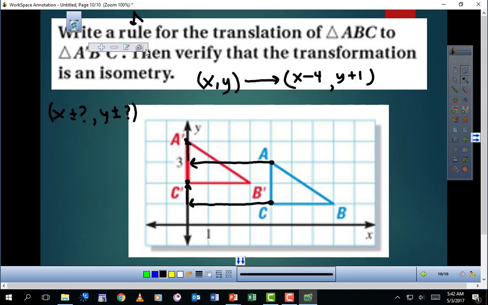So that's how we write a rule. We're going to have to look at the image and the pre-image to figure that out. Now it's real easy to accidentally screw things up, and students make mistakes because they go from this point to this one, and of course that would be just the opposite of what we had there, and so they're going the wrong direction. So don't do that.